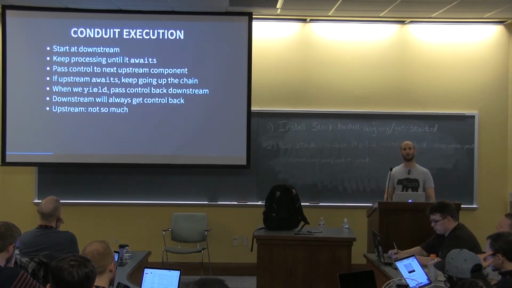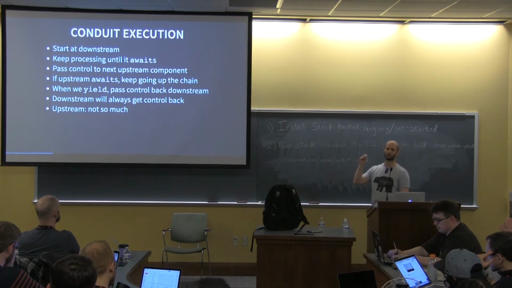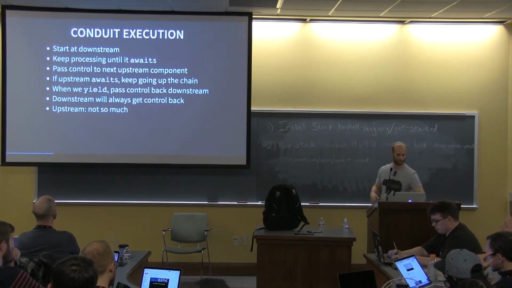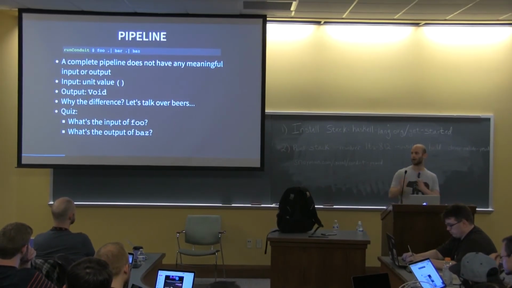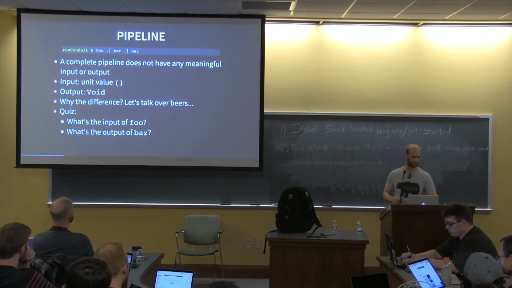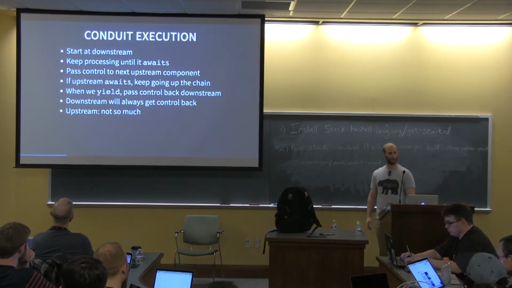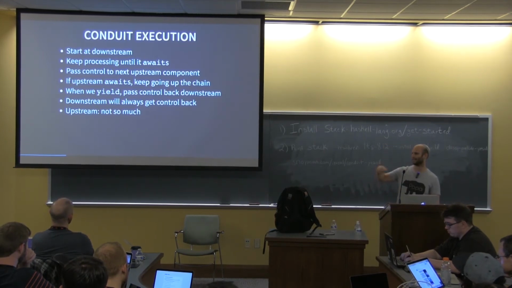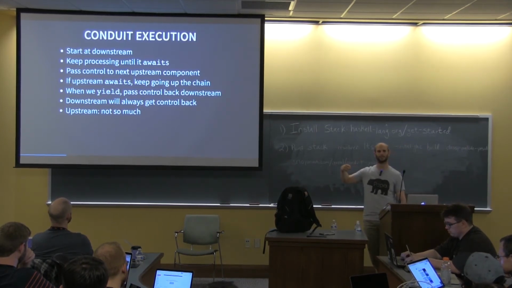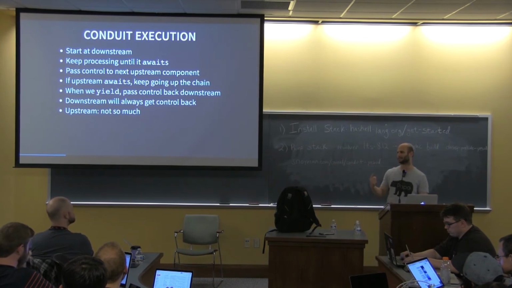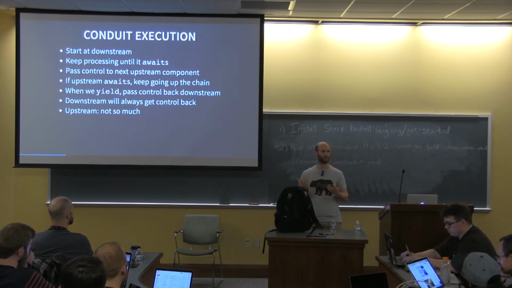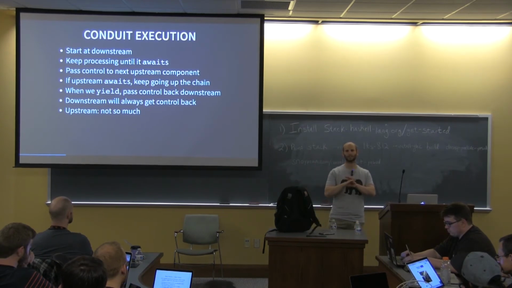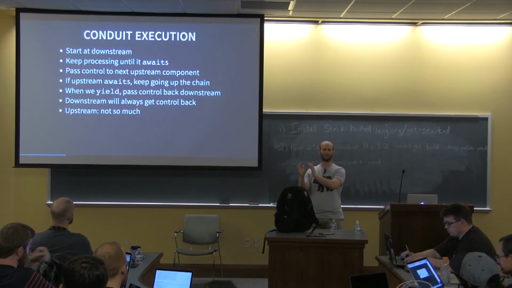So conduit execution always starts at the most downstream component. So in this case, we'd start off at BAS, and then we'd move up. We're going to keep processing inside this component until it awaits. And awaits is where it says, upstream, please give me some value. At this point, execution completely halts inside this component.